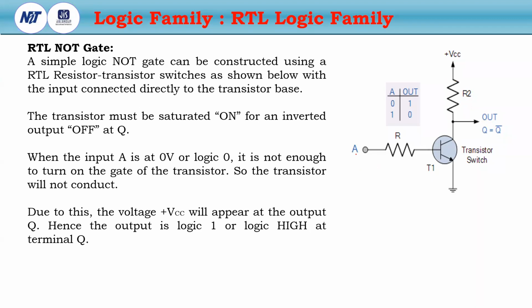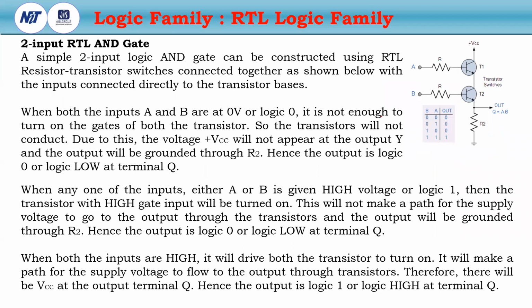Okay. If A is 1, then what happens? Then the transistor will be in saturation mode. Then the maximum current will exist, and it flows through R2. So there is a voltage drop. So Q will be approximately 0. That is called logic 0. So this is the basic RTL NOT gate.